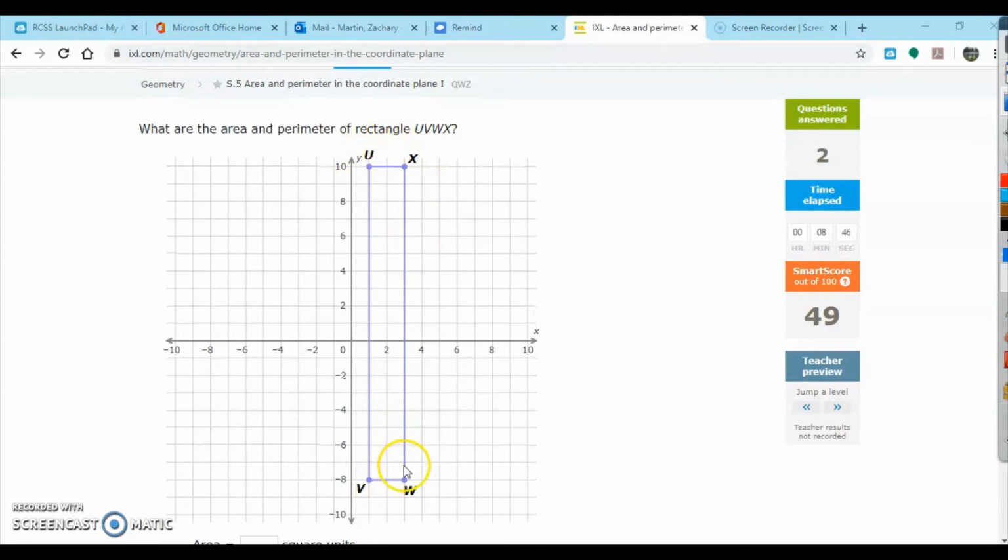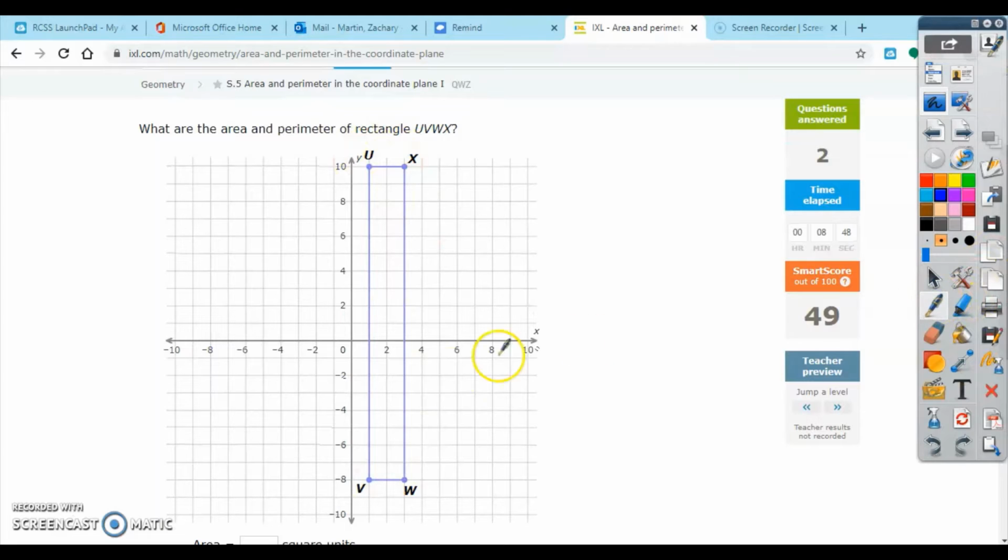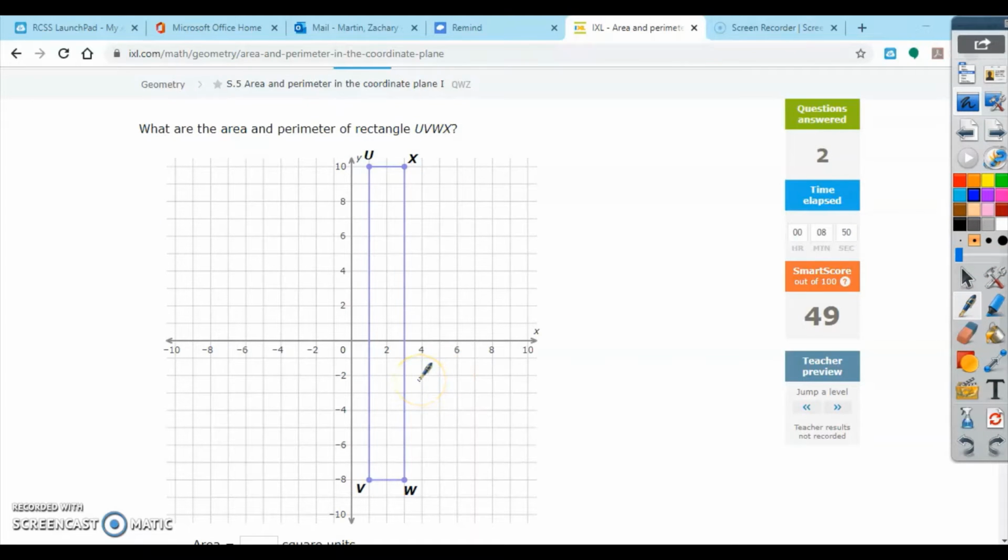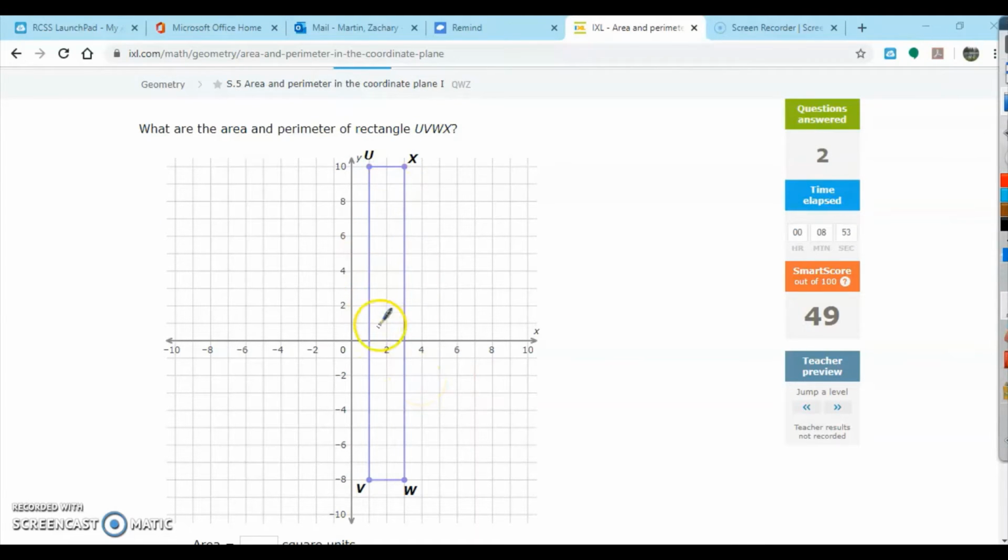We just have horizontal and vertical sides, so that makes life pretty easy when it comes to finding the length of each side. Again, we're just using 1 unit for each square on this coordinate plane. So this is 2 units here. And then as we move from 10 to the y-axis, that's 10 units.